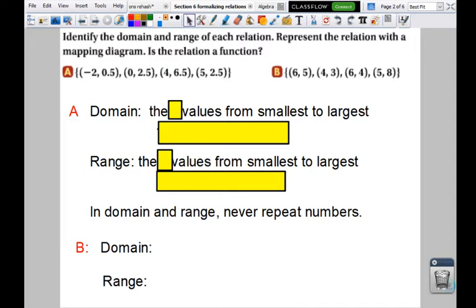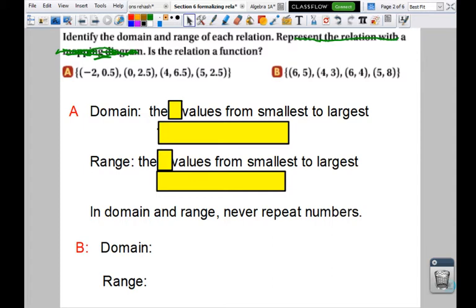Alright, so what we're going to look at today are domain and range. So we're going to identify the domain and the range, and then we're going to actually skip this next part. I forgot to delete it. We're going to represent the relationship with the mapping diagram. We're not doing that part because they're kind of annoying to make and they're not as helpful. So we're going to skip that part, but then we're going to say, is the relation a function? So we're going to start off by identifying the domain and range, and we're going to kind of bounce back and forth between a couple of slides.